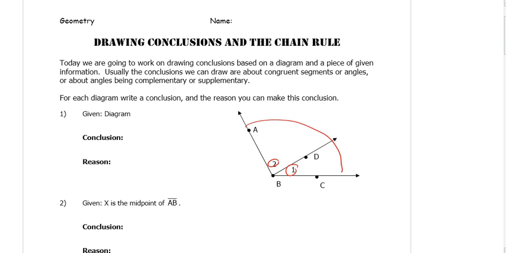So our conclusion would be angle 1 plus angle 2 is congruent to angle ABC. The reason behind that would be our angle addition postulate. That was the official name of it before. You're not going to see little plus little equals big on a test. It's the angle addition postulate. If you add them up, it equals the big angle.